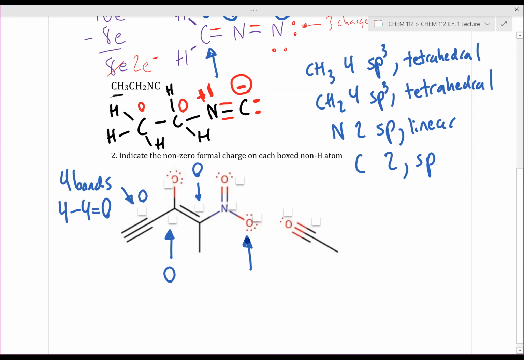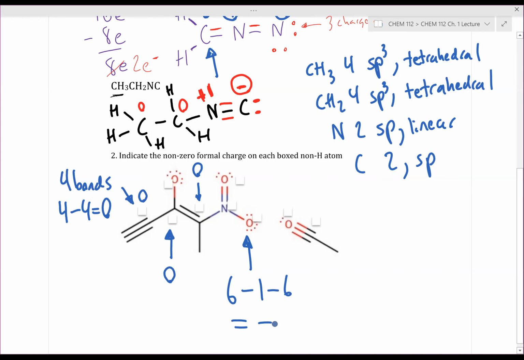So we're going to have to do this calculation from scratch. So first and foremost, what is oxygen's group number? 6. Okay. How many bonds are drawn to this oxygen? 1. Okay. And how many lone pair electrons, how many dots are around this oxygen? 6. So what's our formal charge going to be?